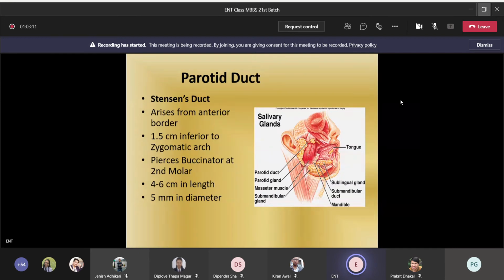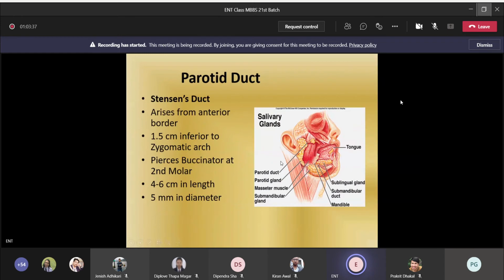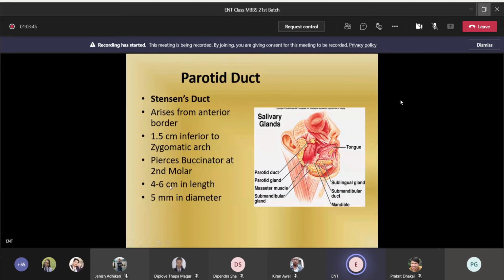Now come to the parotid duct. It is known as the Stensen duct, and arises from the anterior border of the gland. It is 1.5 centimeters below the zygomatic arch. It pierces the buccinator and opens opposite the second molar teeth, and it is 4 to 6 centimeters in length and 5 millimeters in diameter.